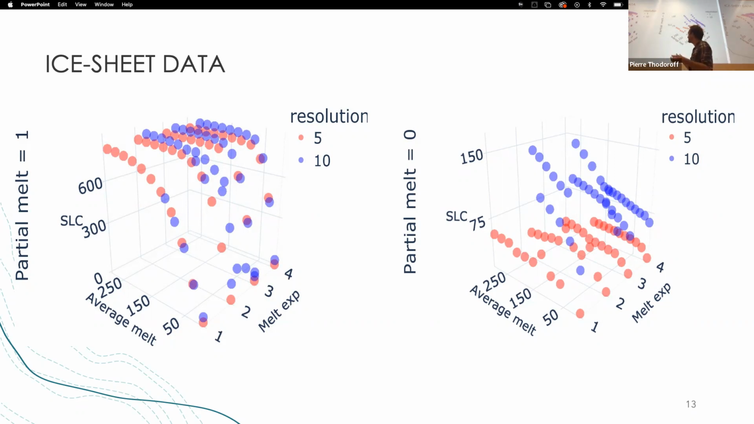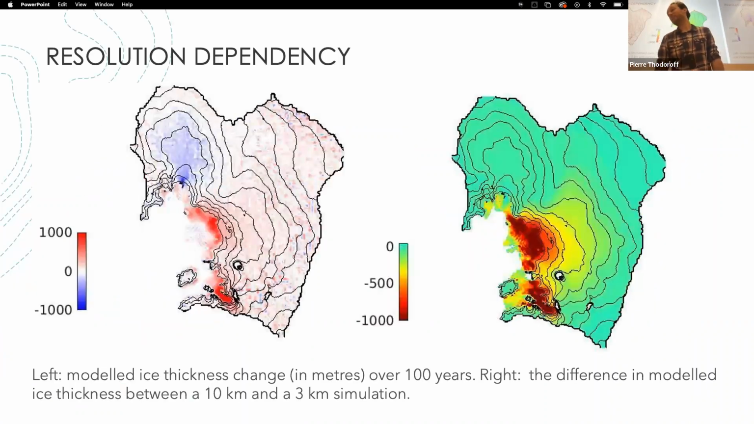And what's interesting is you can see, for example, if this is on, you have the blue that's resolution 10 and the red that's resolution 5. The two resolutions agree quite a lot, but if this parameter is off, then the two resolutions really disagree. So that's an example of, okay, in this case, we can get away with low resolution. In this case, we need to be precise. And this matters a lot.